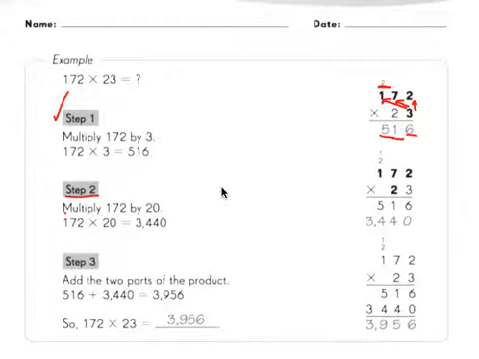It says, multiply 172 by 20. Well, the 20 is the 20 in 23. It sounds harder than it is. We're just going to multiply 2 times 172. But before we do that, we're first going to do what we call drop the egg, which means we put a 0 underneath.